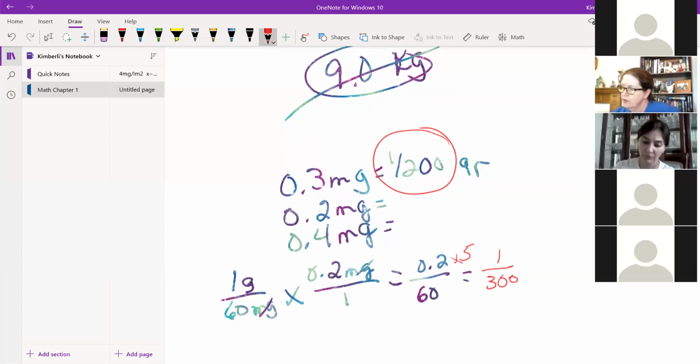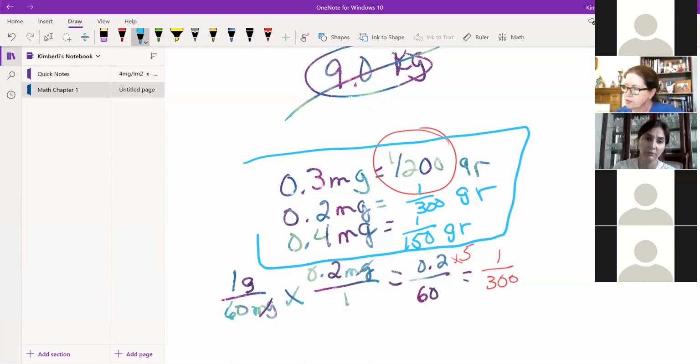And then the 0.4 is going to be twice as strong. This one is 1 over 300 grains, so 0.4 is twice as strong, and it's going to be 1 over 150 grains. So these are the 3 strengths of nitroglycerin that are available. Is this making sense? If this is twice as strong, it's going to be divided by a number on the bottom that's half as big.